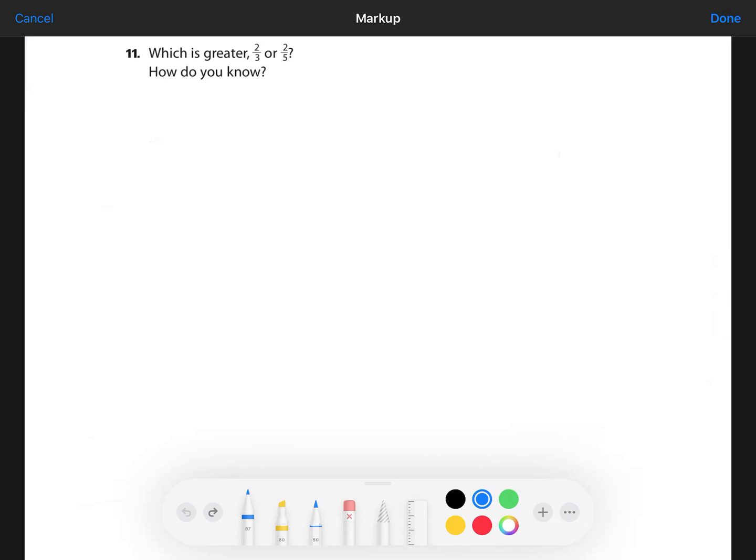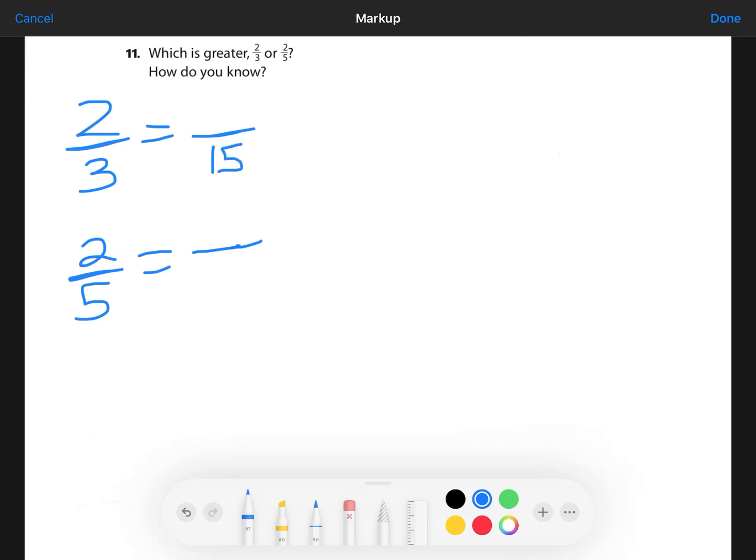Okay, which is greater, 2/3 or 2/5? So you could give them the same denominator and use equivalent fractions. I know that both 3 and 5 go evenly into 15.